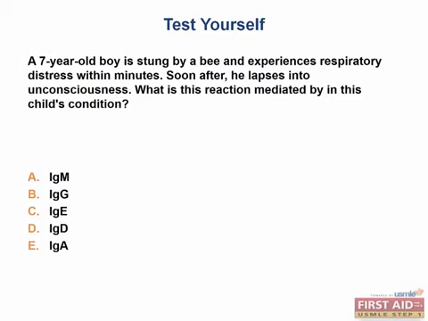All right, time for one final test yourself question. A 7-year-old boy is stung by a bee and experiences respiratory distress within minutes. Soon after, he lapses into unconsciousness. What is the reaction mediated by in this child's condition? This should be a no-brainer for you. The answer is obviously IgE.